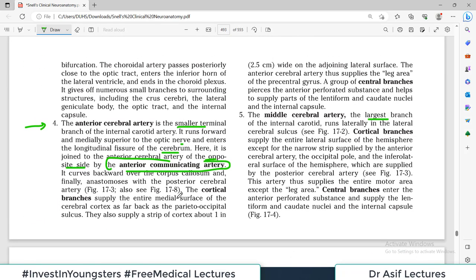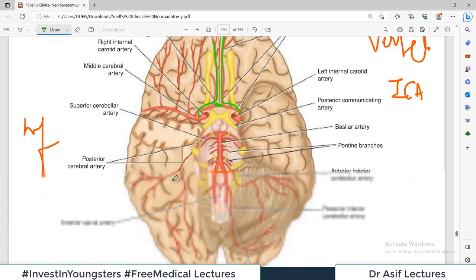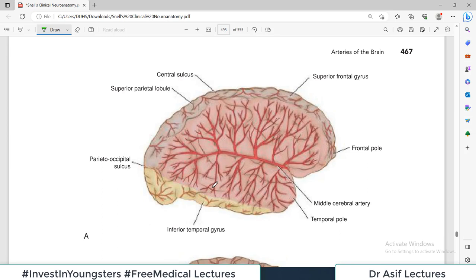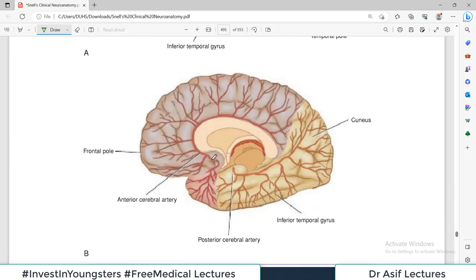Simple stuff, easy stuff. Then it curves backwards over the corpus callosum and finally anastomoses with the posterior cerebral artery. The cortical branches supply the entire medial surface of the cerebral cortex as far as the back of the occipital sulcus. Is baat ko samajh le. So let us look at the medial side of the brain, because we can have a look at the corpus callosum here. Here you see, this is the anterior cerebral artery moving all the way along the curvature of the corpus callosum, aur piche ye posterior cerebral ke sath anastomose bhi karti hai.